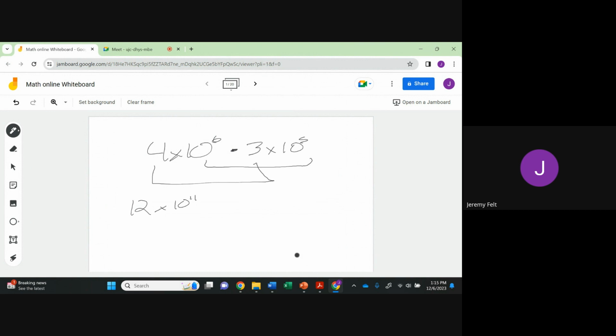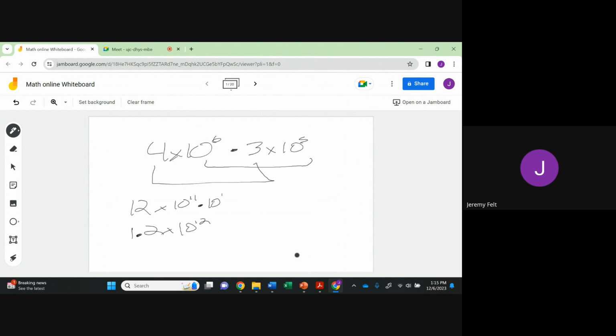Now, we don't want it to be 12 because that's greater than 10. So this looks correct. If you put this on a test, you're going to get half a point wrong because there's one extra step that sometimes we have to do, but not always. So we need to make this 1.2. So I moved the decimal over here. That's essentially dividing this by 10. Well, if I'm dividing this by 10, then I need to multiply this by 10 in order to keep it equivalent. So in multiplying this by 10, or 10 to the power of 1, it's going to give me 10 to the power of 12.